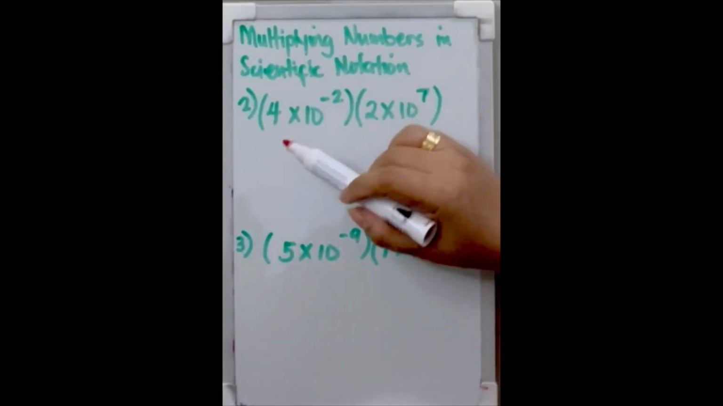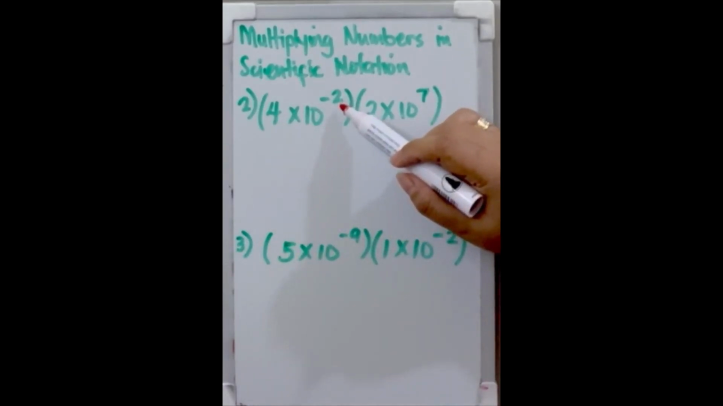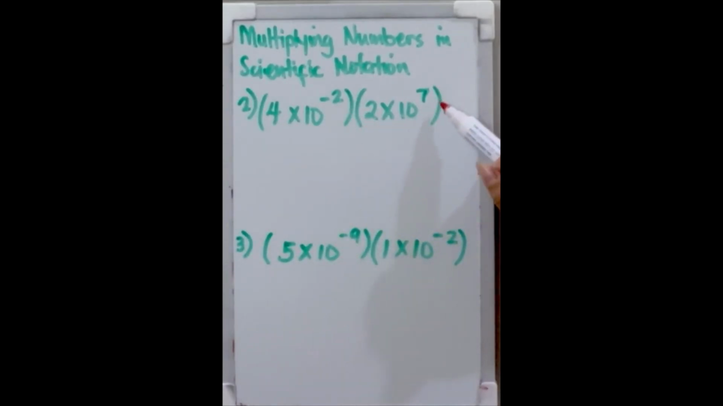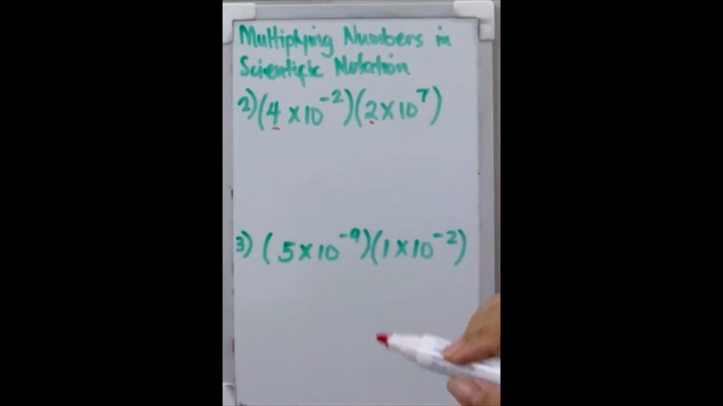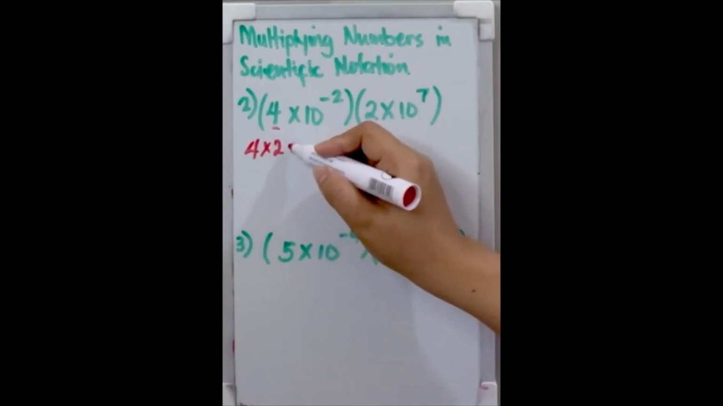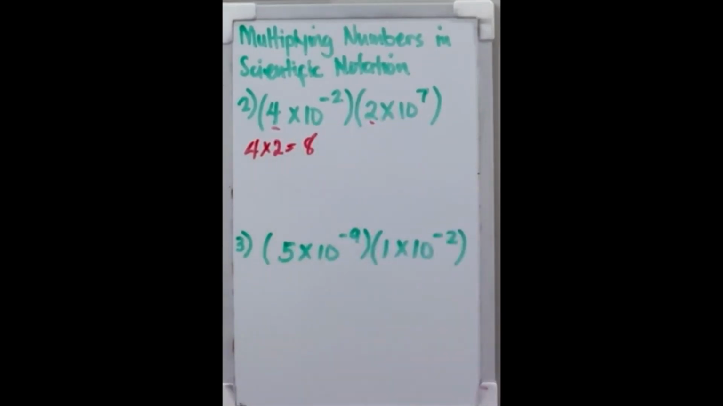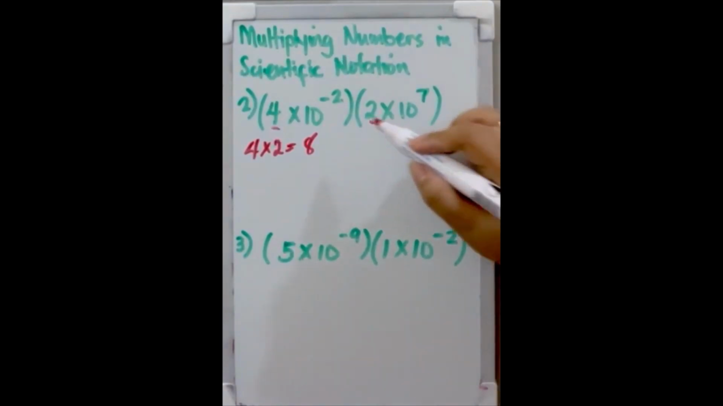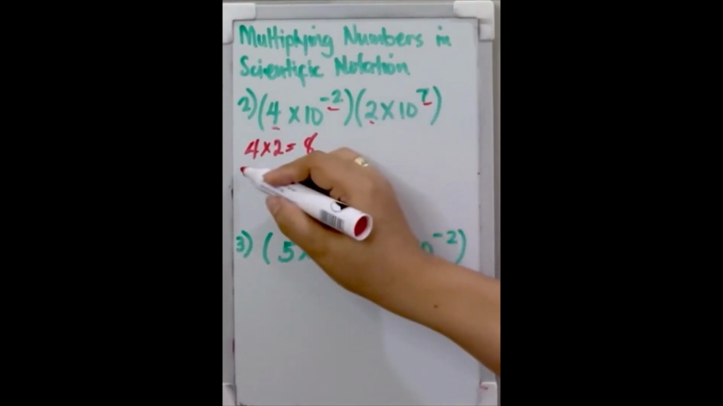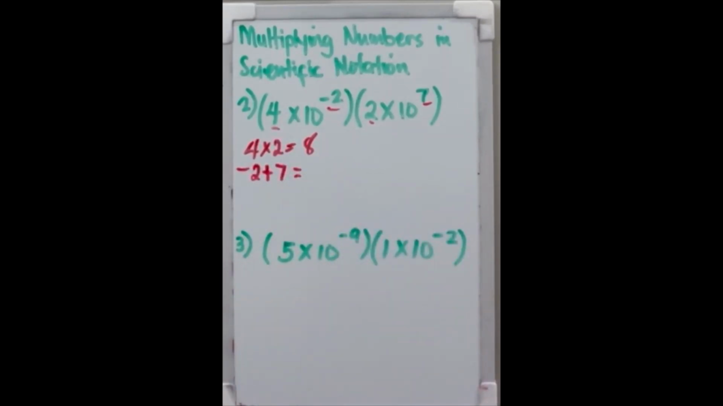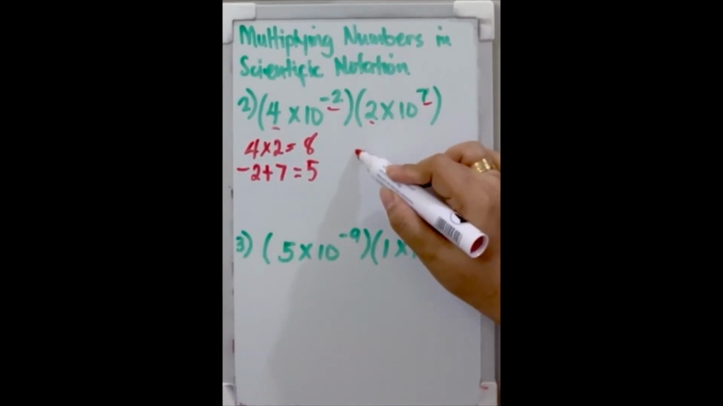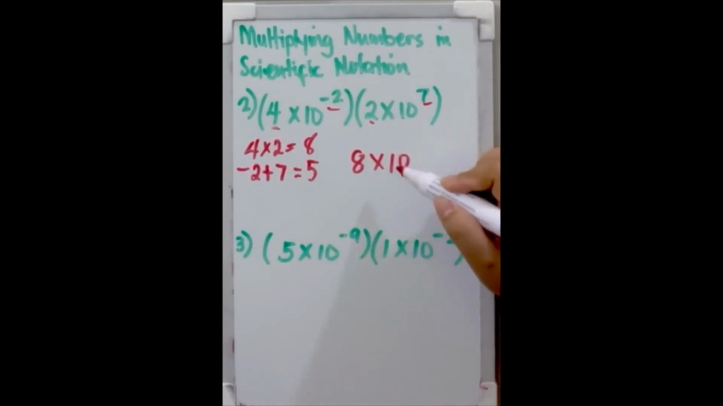Next example, here is 4 times 10 raised to negative 2 times 2 times 10 raised to 7. So our step 1 is to multiply the coefficients. So 4 times 2 is equal to 8. Step 2, we need to add the exponents. So we have negative 2 plus 7, and negative 2 plus 7 will give us 5. So the answer for number 2 is 8 times 10 raised to the power of 5.